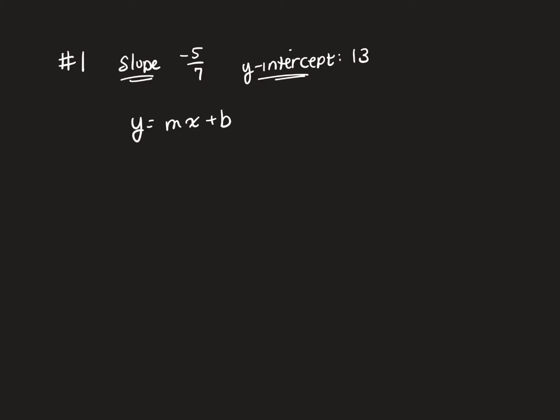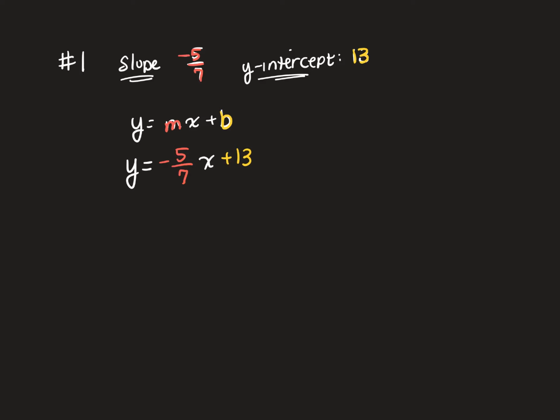And I would just plug in negative 5/7 for the slope, and I would plug in 13 for the y-intercept, which is b. And you've got your equation. So y = -5/7 x + 13.